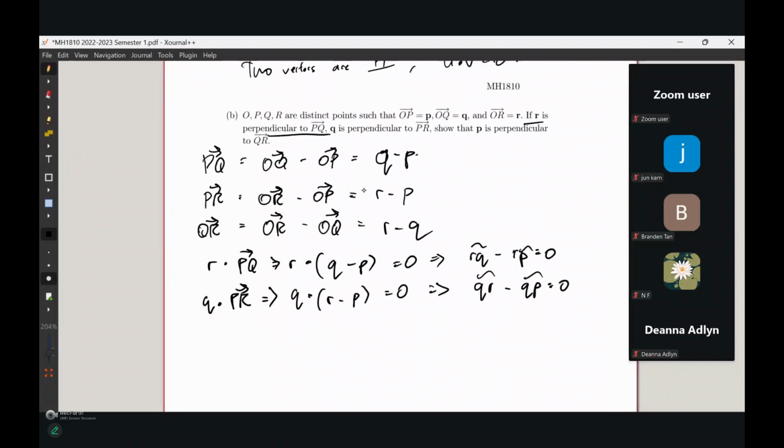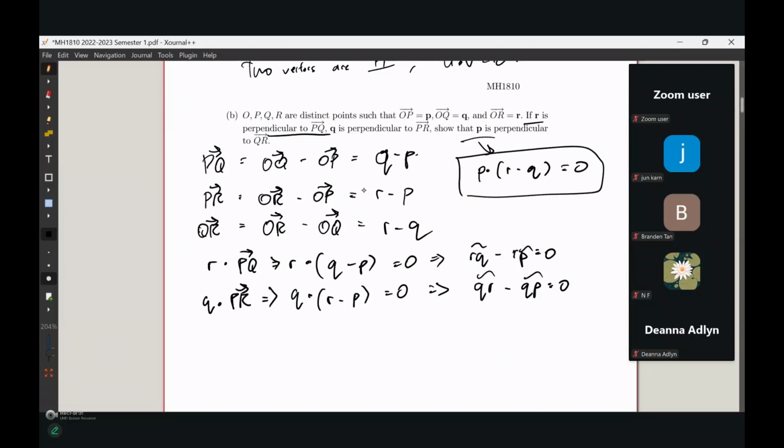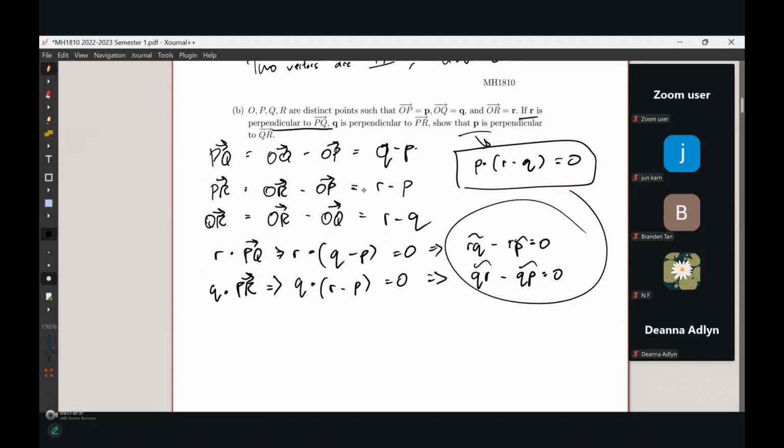So here, I want to show that P is perpendicular to QR. This is what we want to show in the end. If you show this, you're done. To move on from here, you just need to use these two expressions.